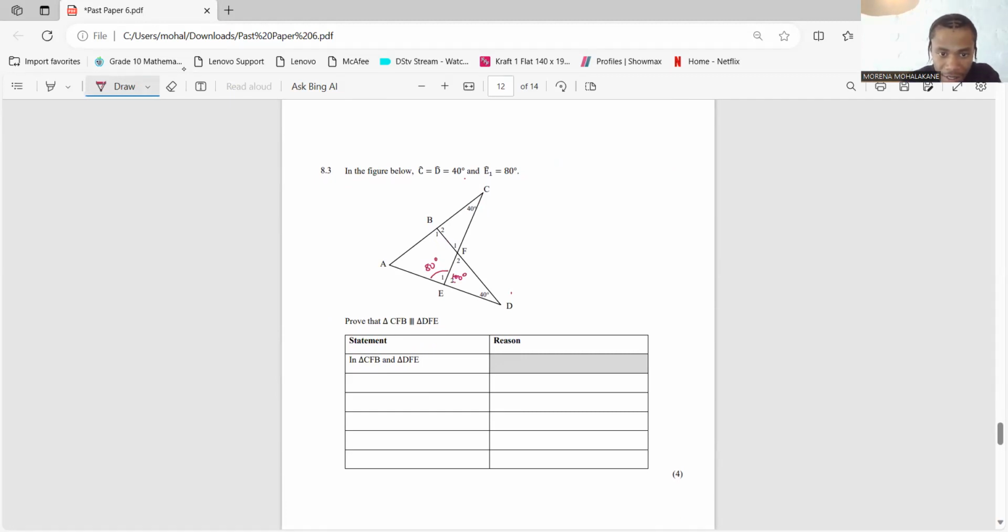Now, in triangle DEF, what's equal? Angle CFB. Angle C is equal to angle D. This is given. Angle F1 is the same as F2. There's the X there, this one and this one. Vertically opposite angles.